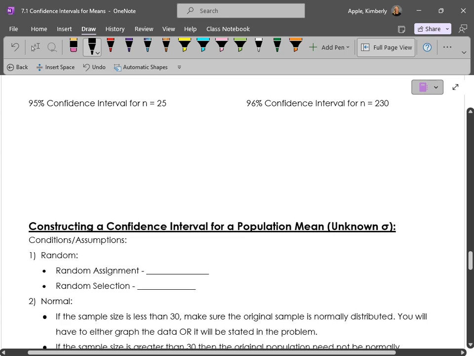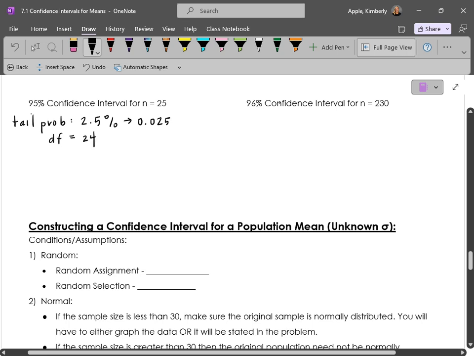Let's do a couple more. So real quick, we're going to do these two examples. For a 95% confidence interval, what is the tail probability? It's just 5% divided by 2. So that would be 2.5%, which would be 0.025. And what are the degrees of freedom for n equals 25?